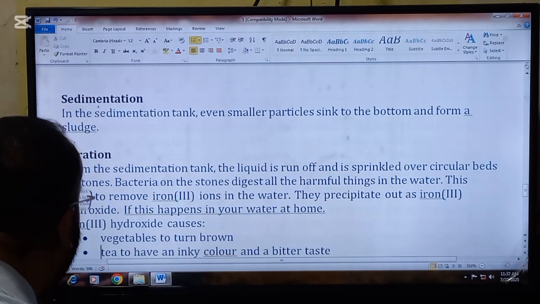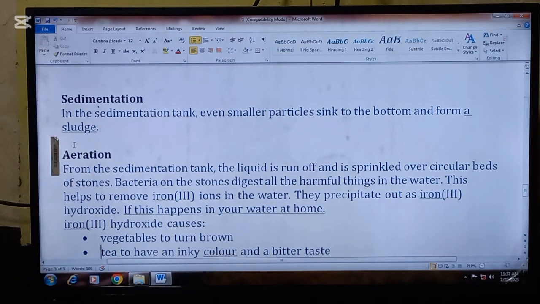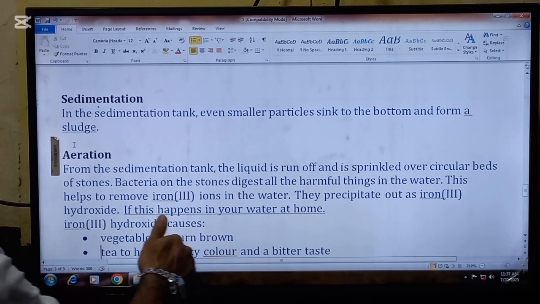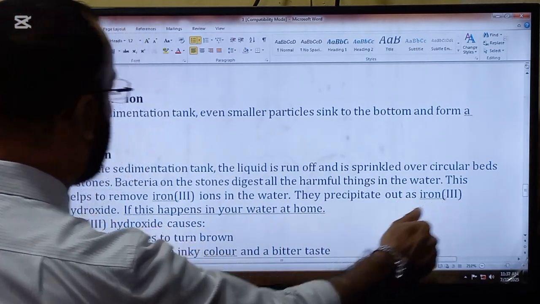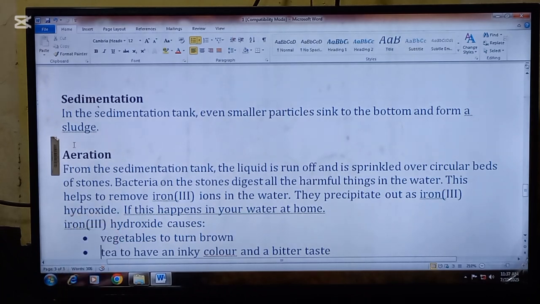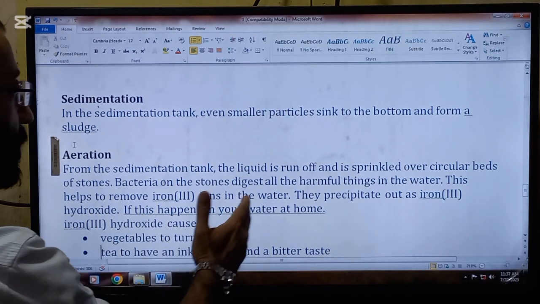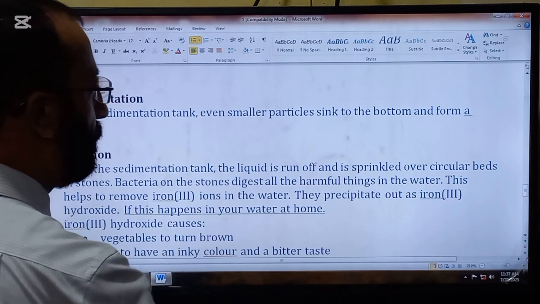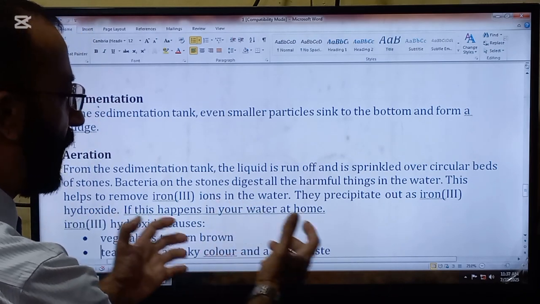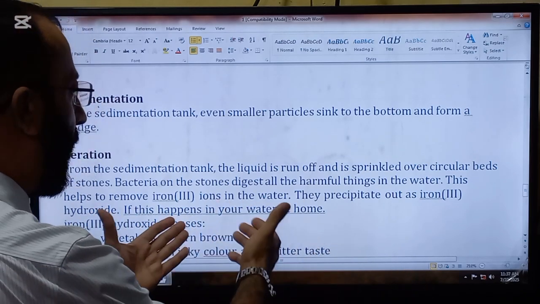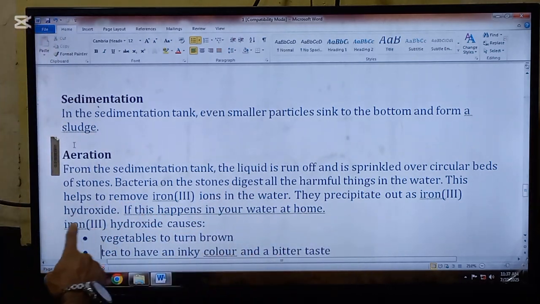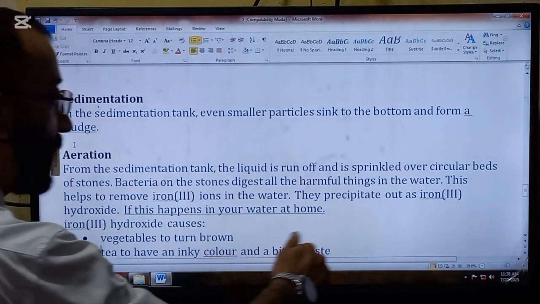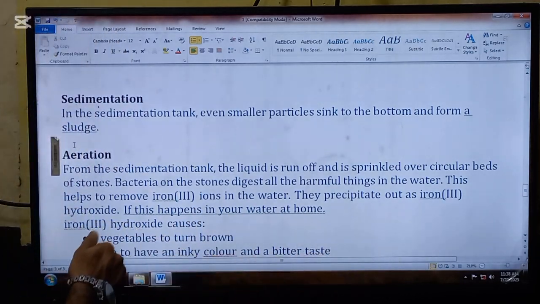The next process is called aeration. From the sedimentation tank, the liquid is run off and is sprinkled over circular beds of stones. Bacteria on the stones digest all the harmful things in the water. So the harmful things are also removed by the action of the bacteria present on these stones. This helps remove the iron ions in the water. They precipitate out as iron hydroxide.